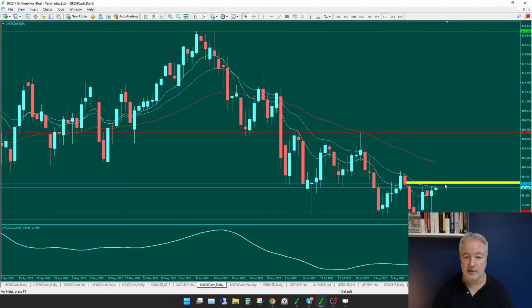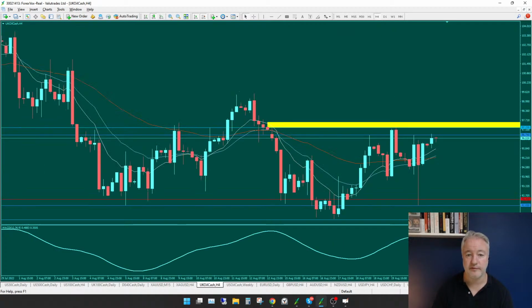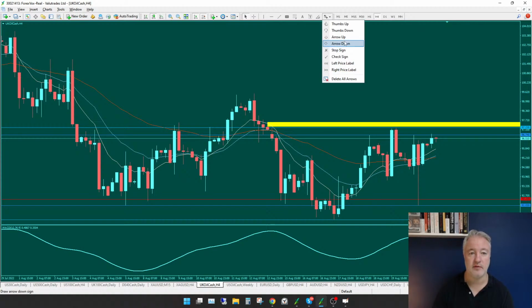If we go to the daily, you can see it's trying to break through this area. If we go to the 4 hour, you can see where it's trying to get through. It's this resistance band where we are. So that is what we are dealing with at the moment. It's cool, but we'd have to go above that.